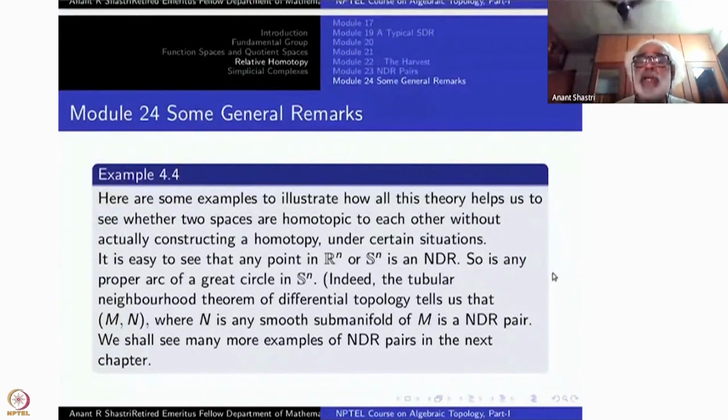It essentially says that there is a neighborhood of the given subset. That neighborhood actually deformation retracts to the subset inside a slightly larger neighborhood. In fact, this is the case with many other examples of subsets of Rn. For example, any smooth arc will be a deformation NDR space, NDR subset.